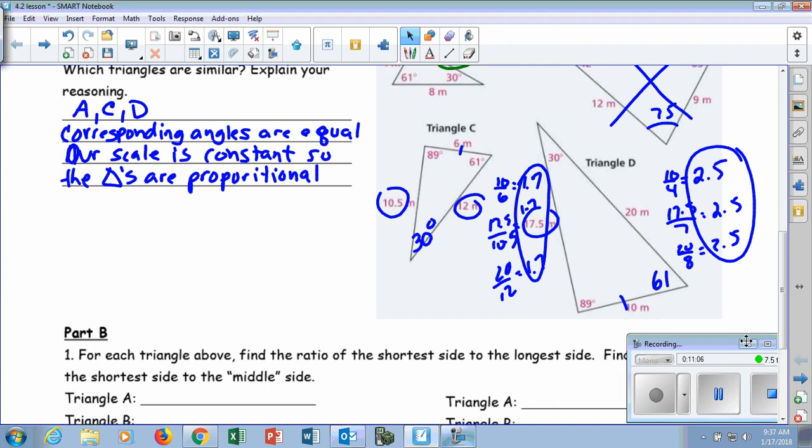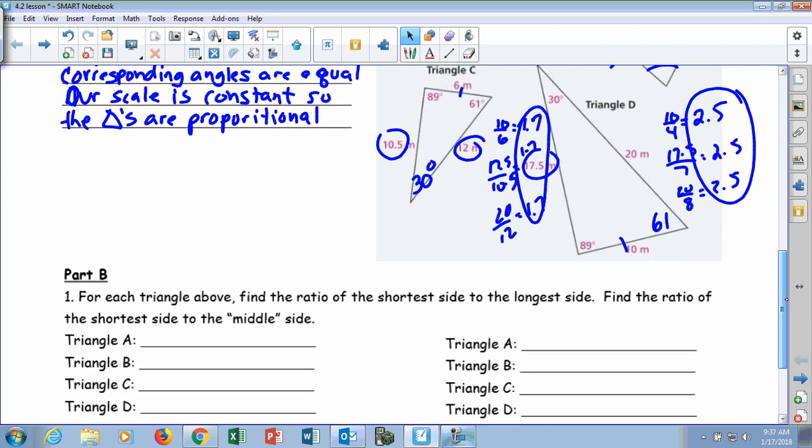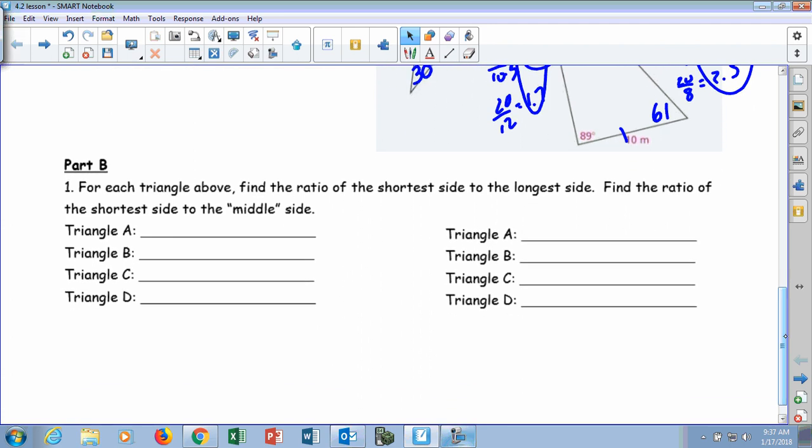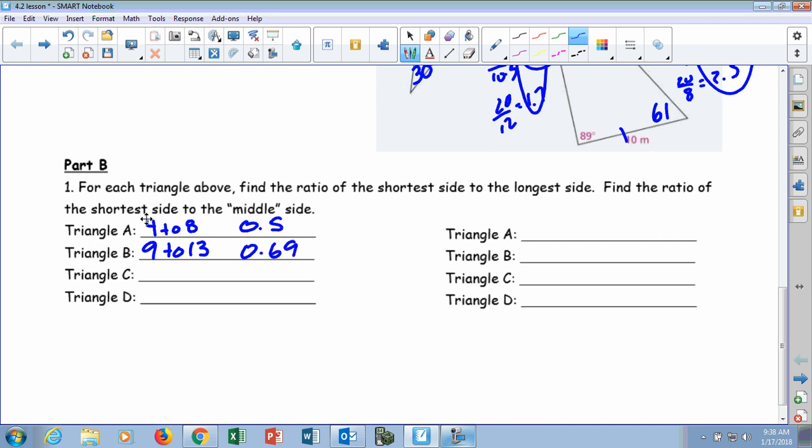Let's see how you did. So we go down. This is gonna be tough to see. So triangle A, the shortest side is 4. The longest side is 8, right? So if you take 4 and divide it by 8, what do you get? 0.5. Triangle B, the smallest side was 9, and the longest side was 13, right? So when you take 9 and divide it by 13, what do you get? So we'll say 0.69. Not the same number, right?